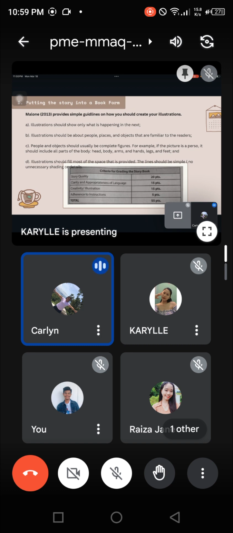Ito naman po ang criteria for grading the storybook. Sa story quality, 20 points. Clarity and appropriateness of language, 15 points. Creativity, 15 points. And adherence to instruction is 5 points. Total of 55 points. Next.